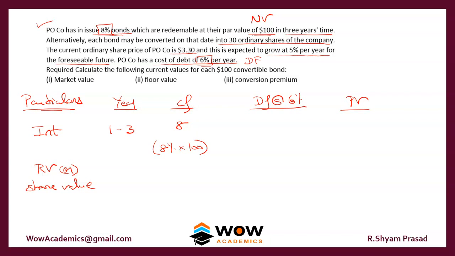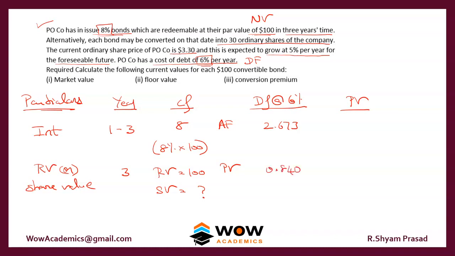The redemption value is going to happen in which year? It's going to happen in the third year. What is going to be the cash flow? The redemption value is 100 and the share value we don't know, so this we have to compute. We have to look at the annuity factor table and the present value table. The annuity factor for 6% for 3 years is 2.673, and for the present value it is 0.84.